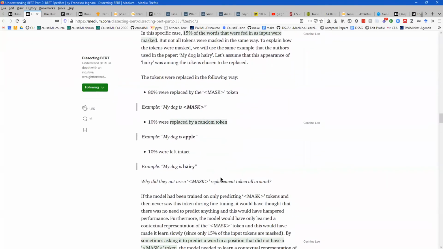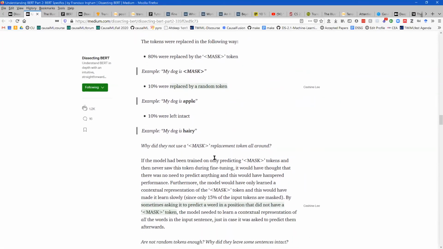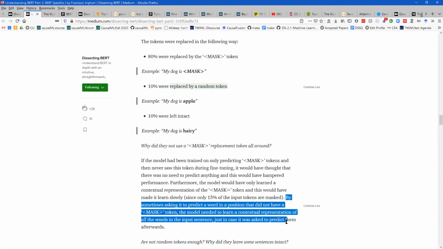And so, I guess there's a reason for doing this. And this is a nice summary. It makes sense, at least.